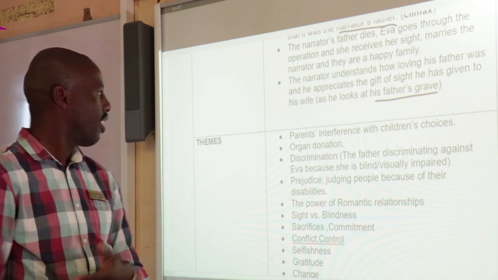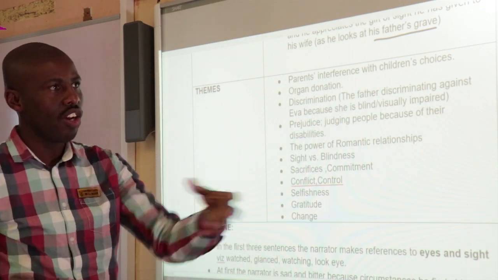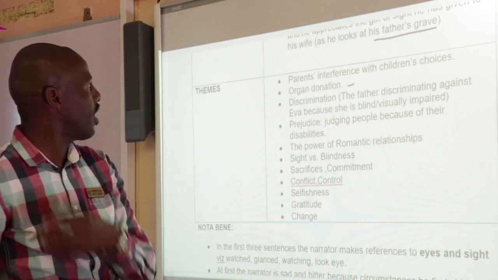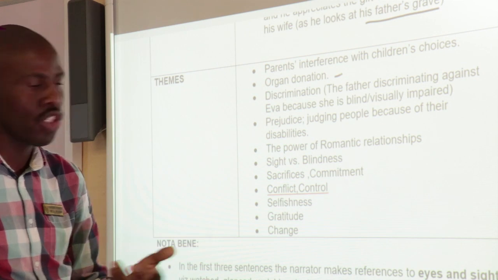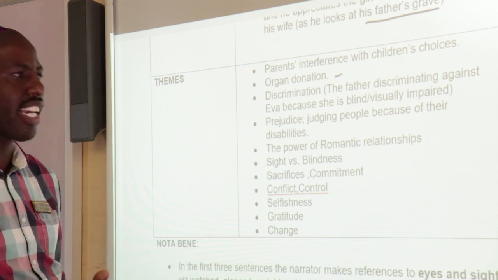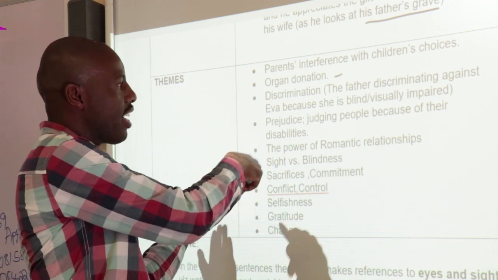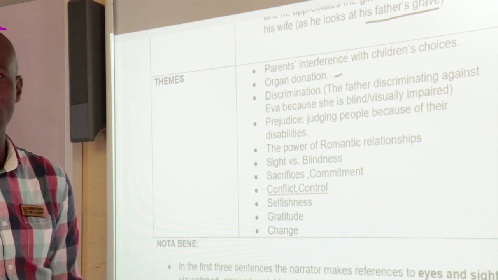Now themes. There are many themes. Parents' interference with children's choices. The father interfering with the son's decisions. Organ donation. The father donating his cornea. Discrimination. The father discriminating against Eva because she is blind, visually impaired. Is it the right thing to discriminate against people because of their disabilities? Prejudice. Biased, judging people because of their disabilities, power over romantic relationships.